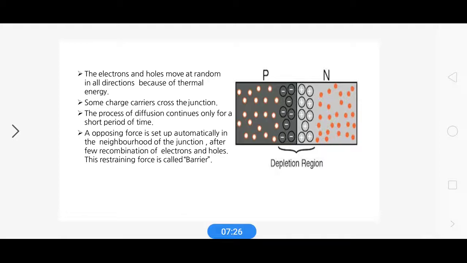What happens after some recombinations take place? There will be some opposing force set up automatically in the neighborhood of the junction after a few recombinations of electrons and holes. Why is the opposing force set up at the junction? This opposing force is called the barrier.